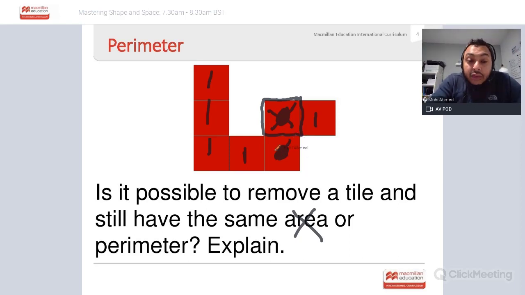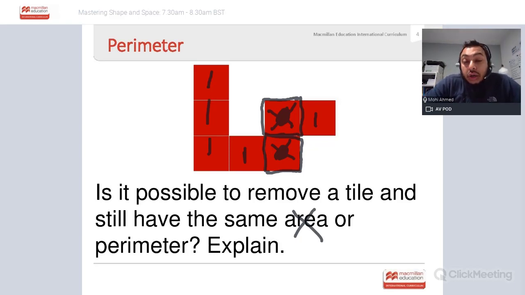And similarly, if I remove the 5th tile, then I lose 1, 2 sides, but I also gain 1, 2 sides as well. And so that also allows us to have the same perimeter, even though we've removed 1 tile. Now, typically, what we tend to do with area and perimeter is we use really simple examples to go through perimeter. And this example here might be something that we look at after looking at both area and perimeter. But we can use something similar for the perimeter on its own and just get rid of the word area.